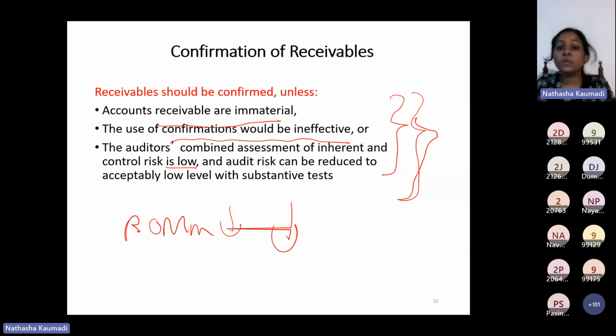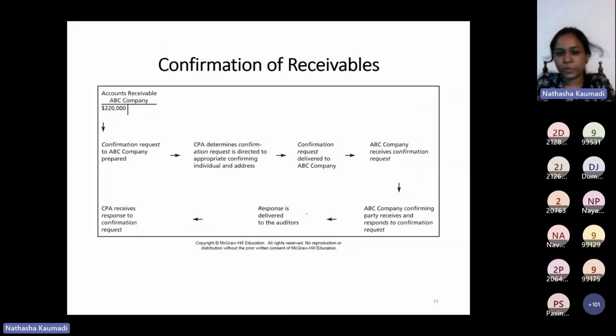There's no rule saying you can't call confirmations. You can do, but not necessary. Okay, so confirmation of receivables. What is the process? It is a simple process. First of all, you have the debtor balance.